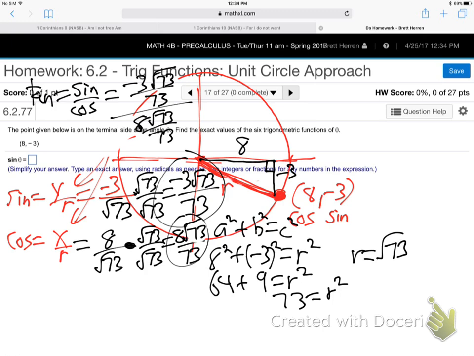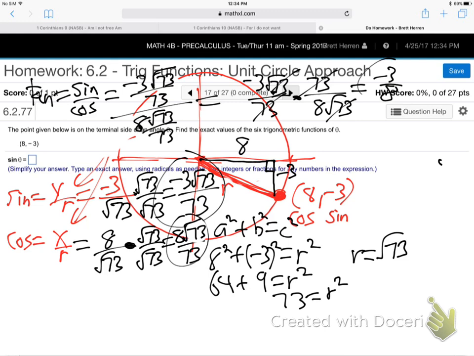And then you remember what to do with fractions over fractions? Big old mess. Take it and flip it up. So we get -3 root 73 over 73 times, flip the other one up, 73 over 8 root 73. The root 73's cancel, the plain 73's cancel, and it's -3/8 for tangent. Or we could have just done y over x. Tangent is just y over x. It doesn't matter about the r.